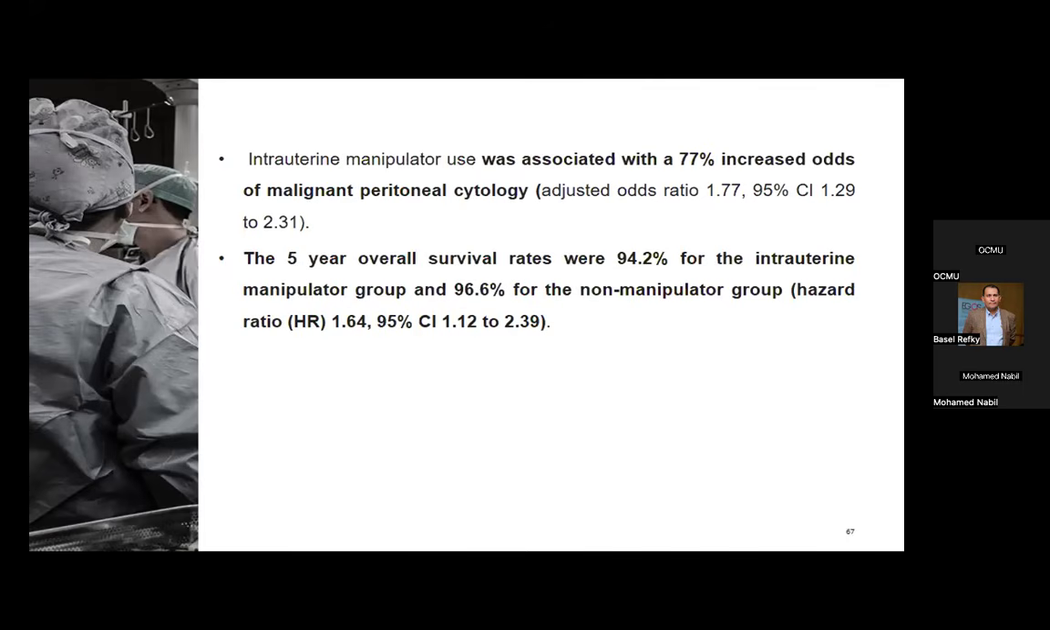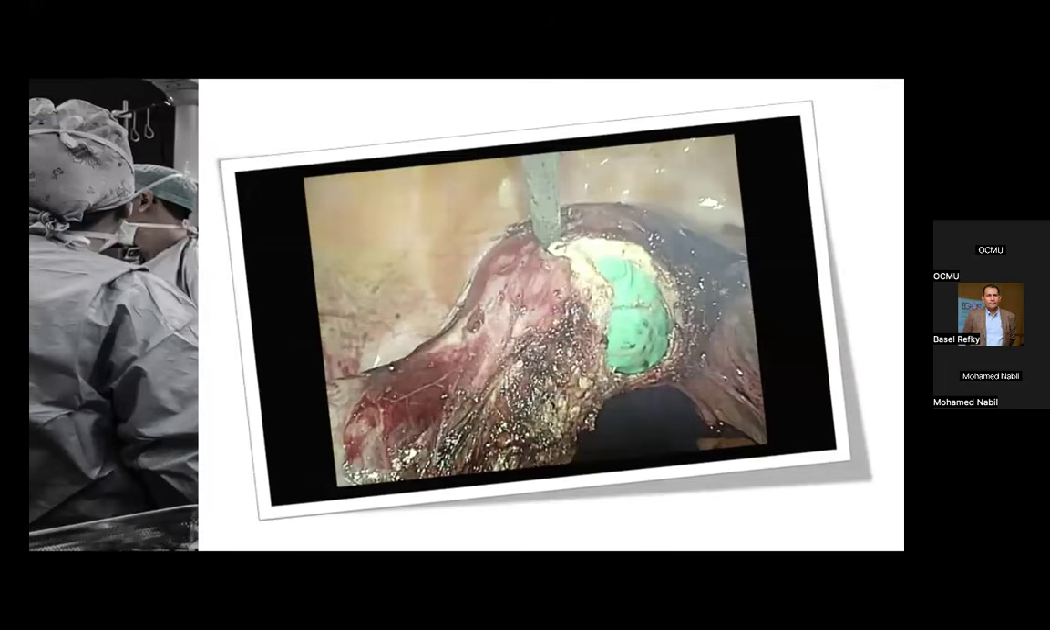So the manipulator may increase the possibility of positive peritoneal cytology, but at least in the literature now, we don't have solid confidence that it may impair the survival. But I think if you don't feel comfortable with the manipulator, you can use this: gloves with gauze inside to push the uterus for you. It's a very good solution without taking any risks.